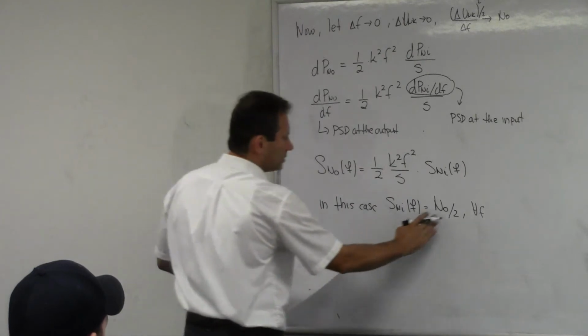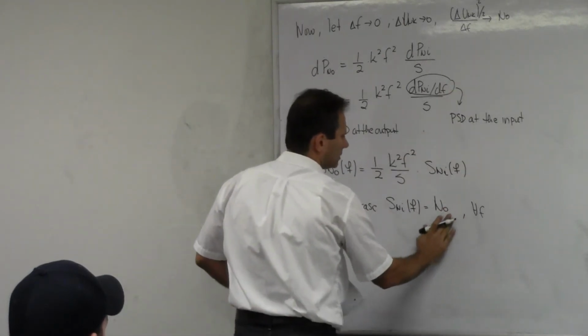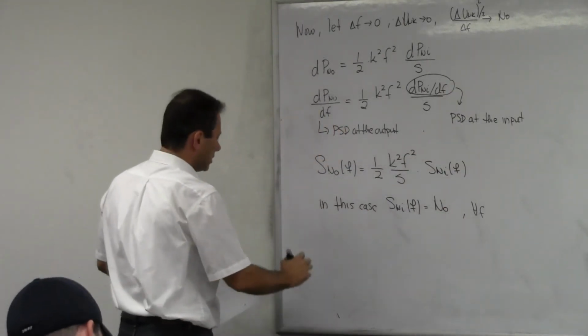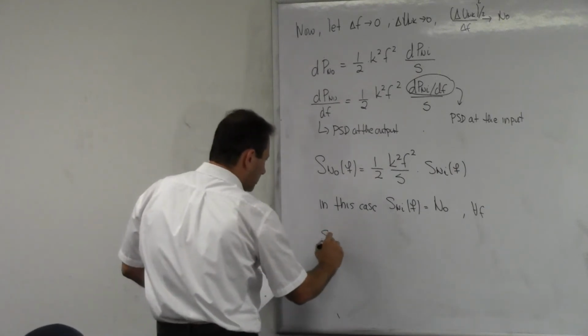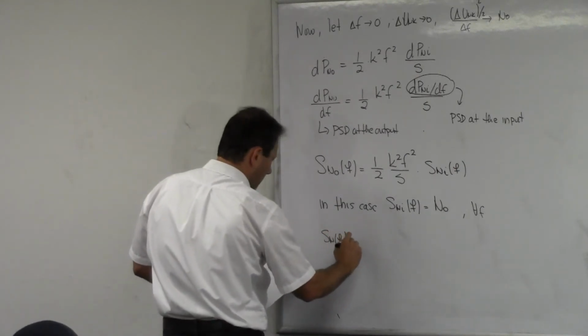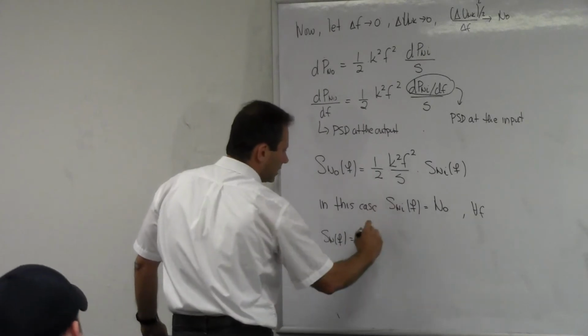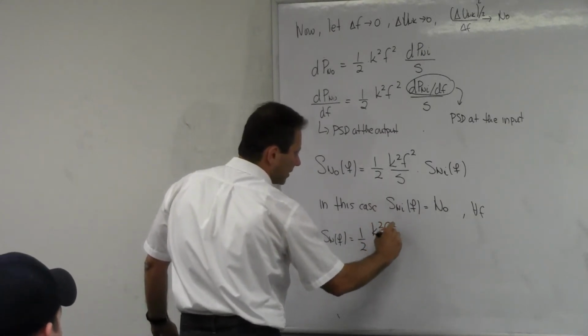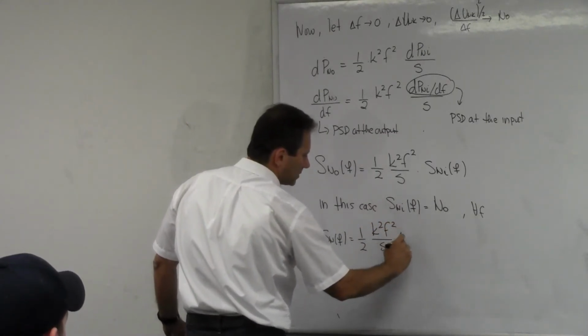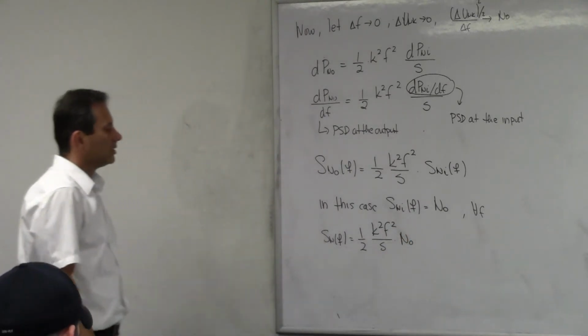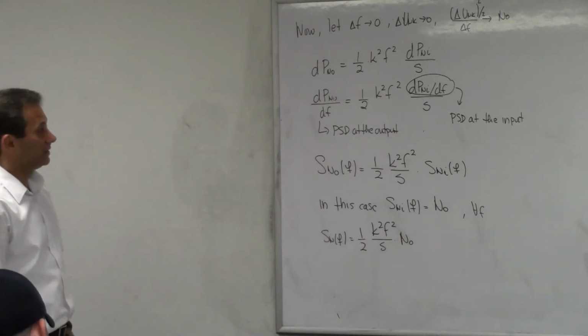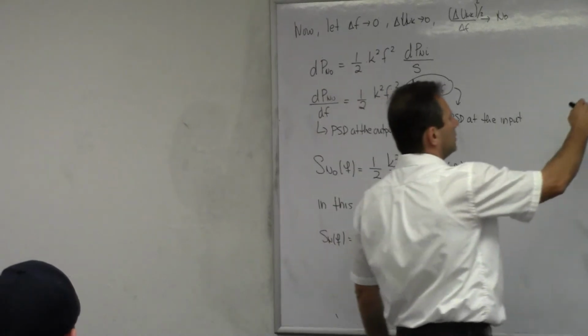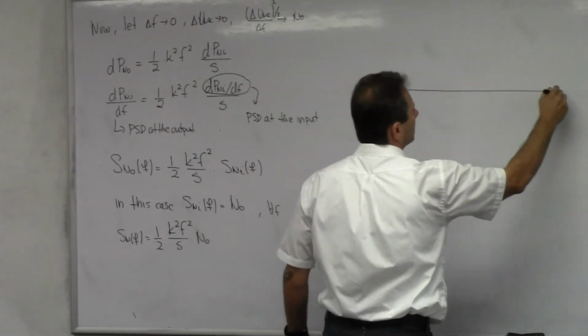Well, let me just say N0 because I have it. That's what I use in notes. So your Sn output of f is going to be 1/2 k squared f squared over S times N0. So that's our power spectral density at the output. Let's take a look at what that means.